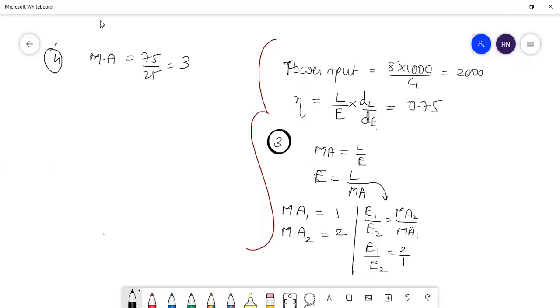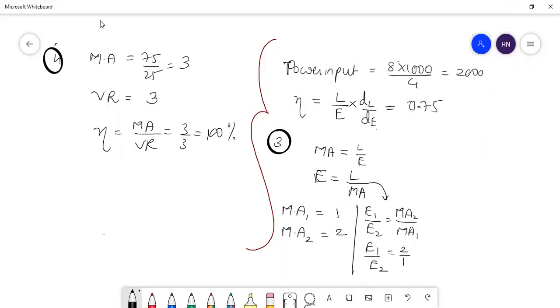Yeah, correct. For finding the velocity ratio, the distance moved by the effort will be 3 times the distance moved by the load because there are 3 pulleys. It will be 3. And the efficiency will be MA upon VR into 100, so that will be 100%. Correct. So tell me for the fifth one also then.